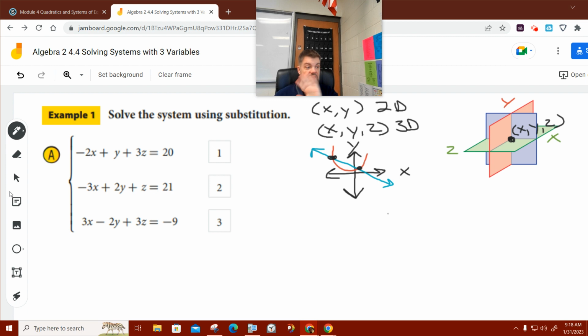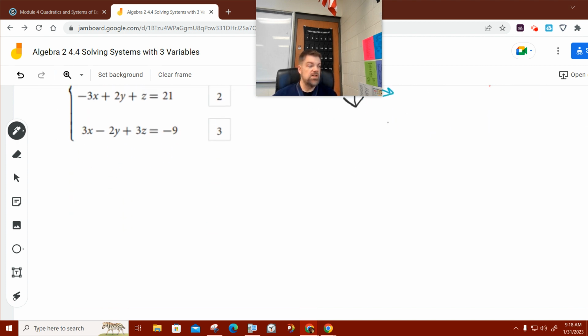It's called an ordered triple, okay? So this is called an ordered triple. The other one is called an ordered pair. This is called an ordered triple because there's three. All right, so to do this, we're going to solve these by substitution. So we're going to plug some things in, we're going to substitute some things, and we're going to try to figure out how to find the answers, all right?